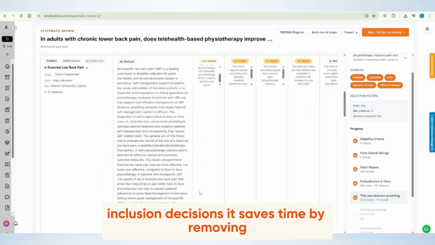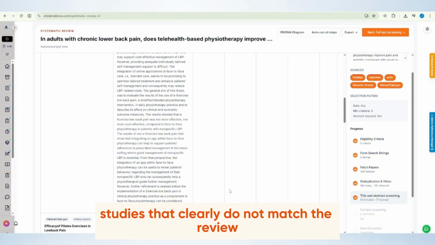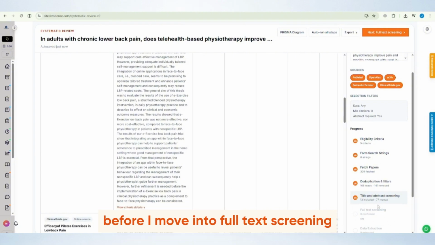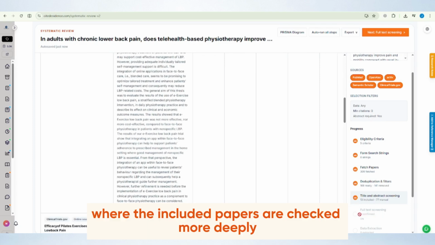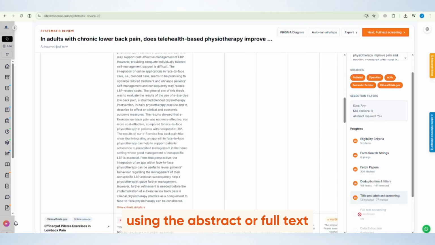It saves time by removing studies that clearly do not match the review before I move into full-text screening. Next, I will show the full-text screening stage, where the included papers are checked more deeply using the abstract or full text.